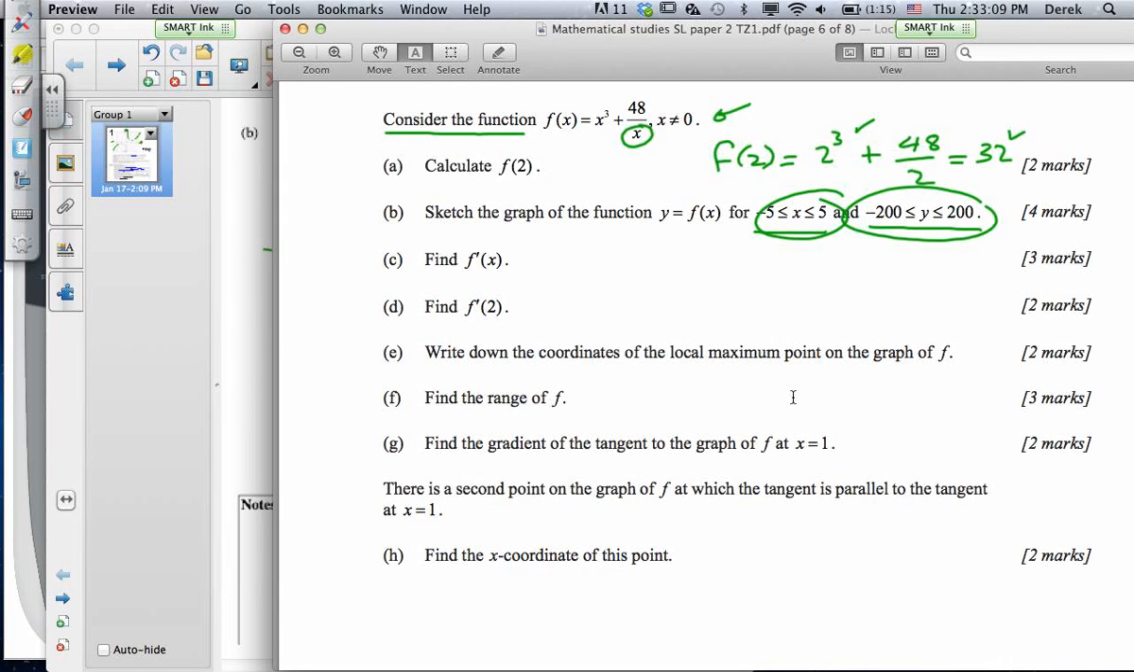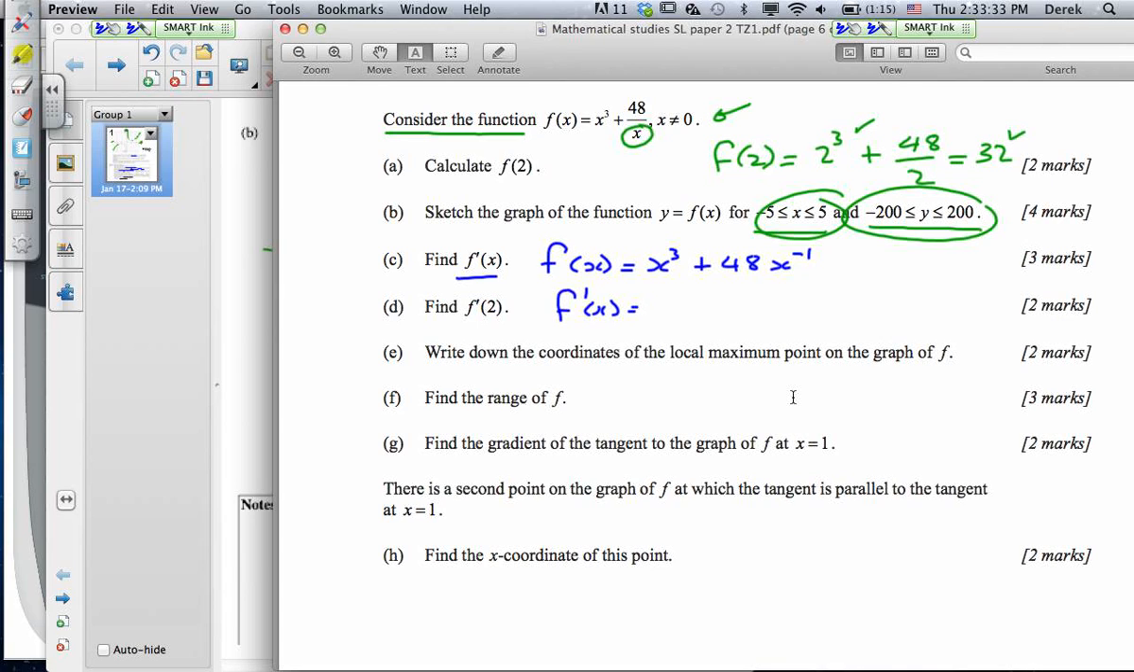Good, so we've got our graph drawn. Then it says find f prime of x, so we're going to differentiate this. Now remember, when doing this, we firstly write it in this form, plus 48x to the minus 1. Bring that up to the top and call that negative 1. And now when we differentiate, we use our rule, obviously.